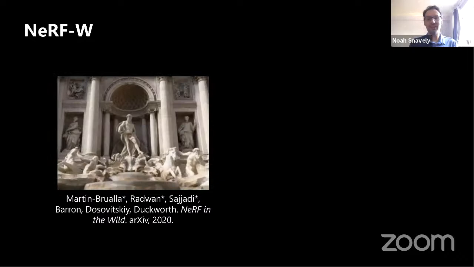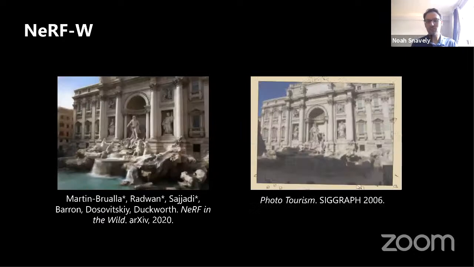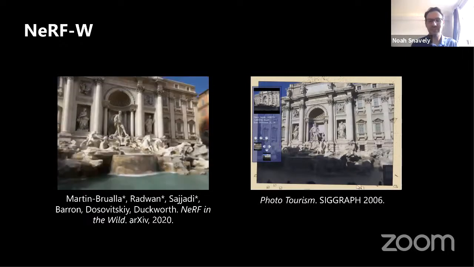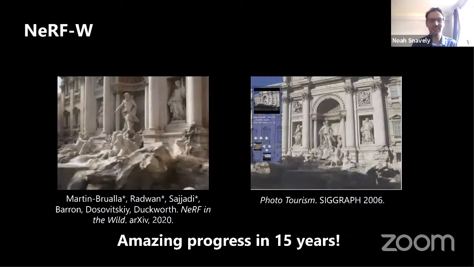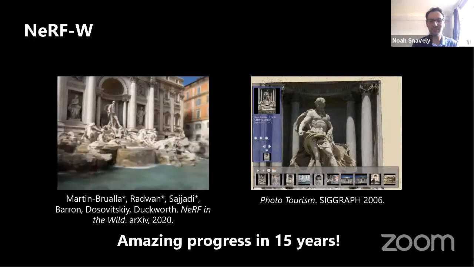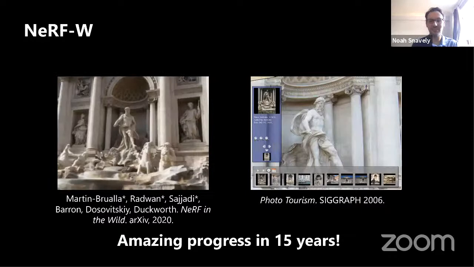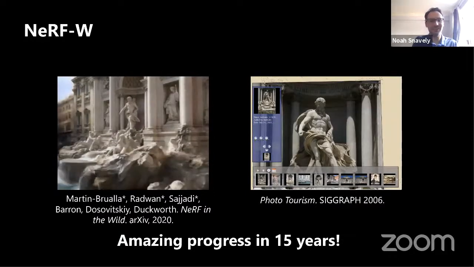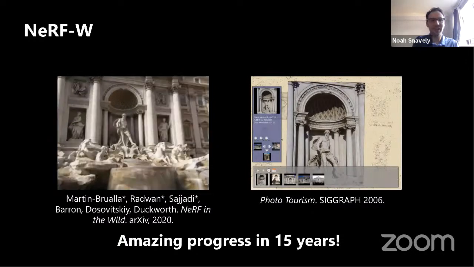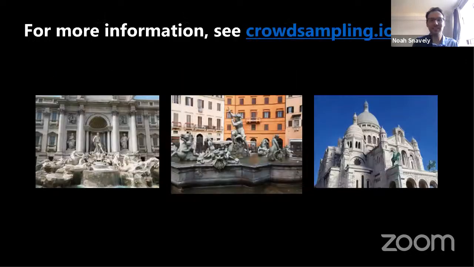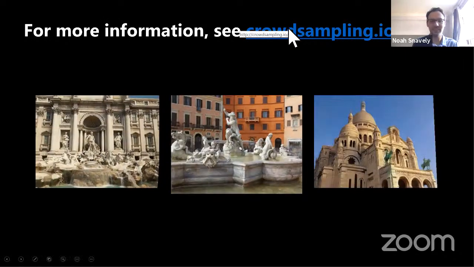But my main takeaway is, I've been working with these crowdsourced photo collections for a long time. We had this Photo Tourism work 15 years ago, and it's just amazing to me how much progress has been made in this landmark-based view synthesis problem in the last 15 years. Well, even in the last year, but it just speaks so well of the magic we can do in the field today. Okay. So you can see code, data, et cetera. If you want to play with these photo collections yourself, they're all online.